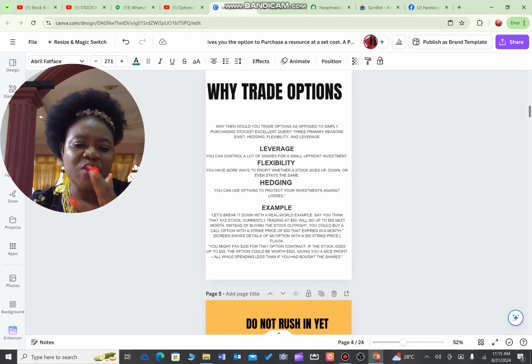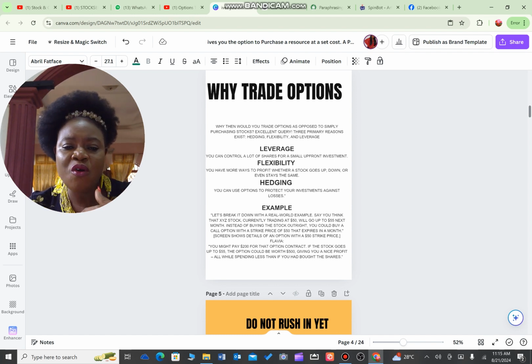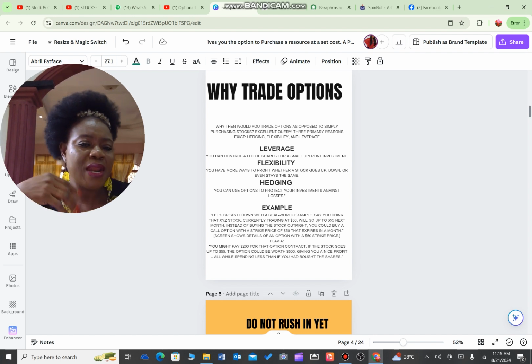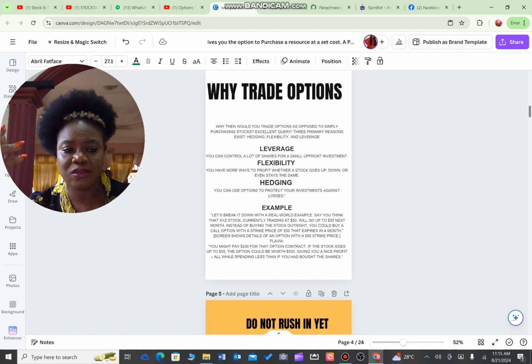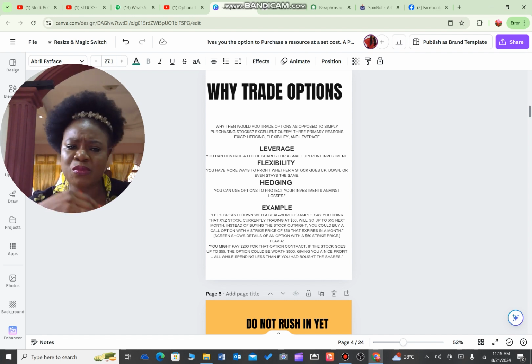The number two reason is that it's very flexible. You have more ways to profit, whether the stock price is going up or going down. Remember, when you anticipate the price of a stock will go up, you buy calls, but when you think it will go down, you buy puts. You don't have to sit there waiting for the price to go one way. Either way, you do your analysis and jump into a contract, and when the price goes down or up according to your prediction, you make your money.